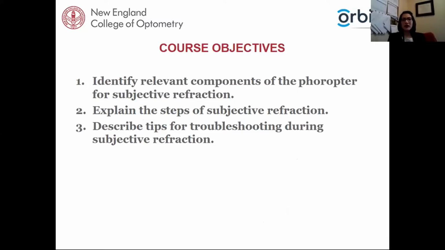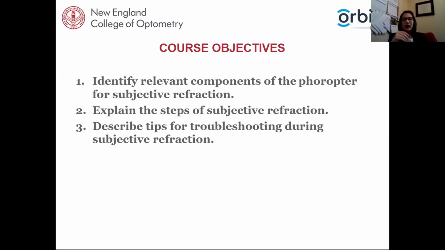Specifically, what we'll be covering today is going over the components of the phoropter. We won't be covering every component, only those that are relevant for subjective refraction. Then we'll go through the steps of subjective refraction step by step: a full refraction, right eye, then left eye, and then binocular balance. As we go through this, I'll describe some tips for troubleshooting during the refraction, based on my own experience and the tips and tricks that I usually use.